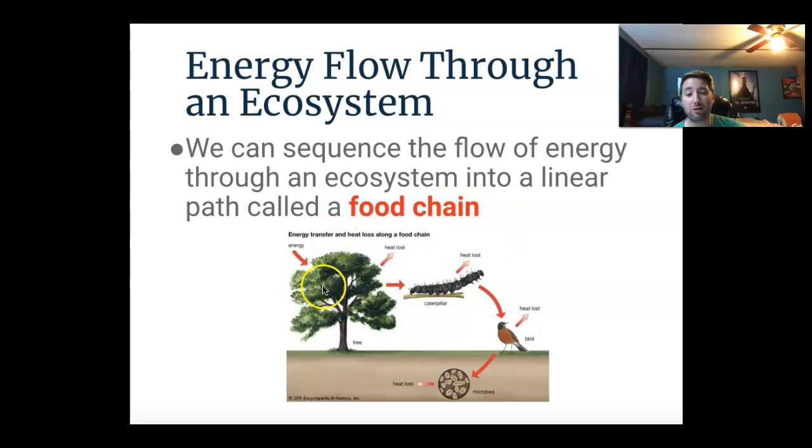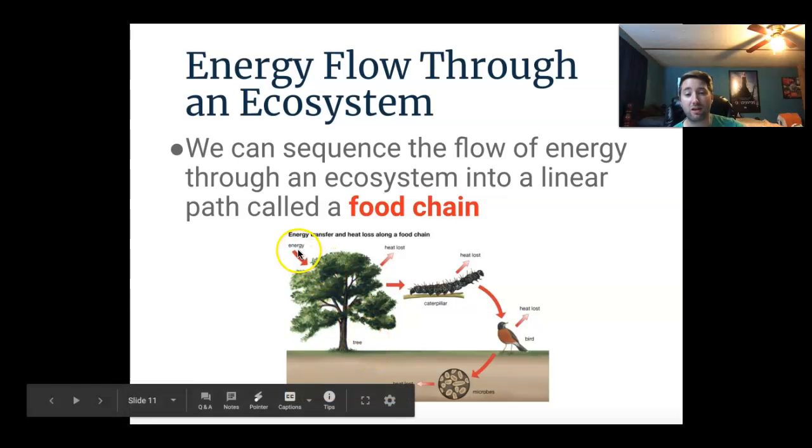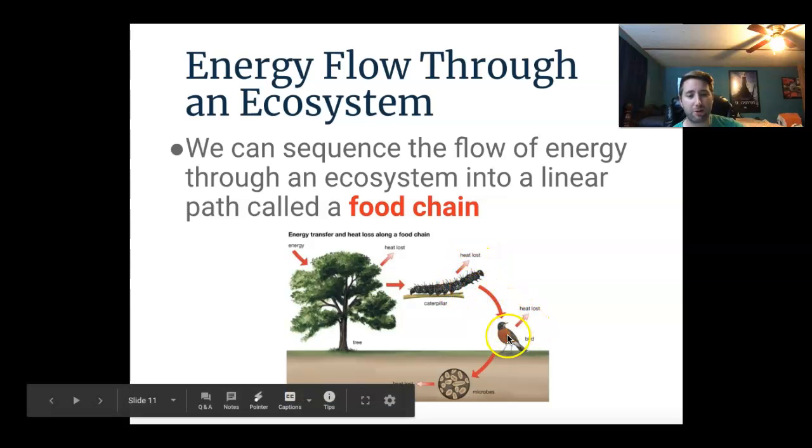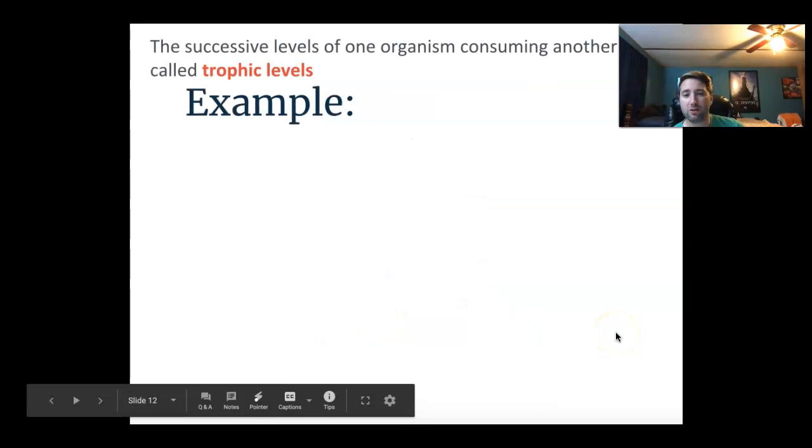So this is a primary producer. This would be a tree. It's taking in energy from the sun. Some of the heat is going to be lost, 90% of it is going to be lost as heat. And then this caterpillar's eating a leaf. Some heat is going to be lost. The bird eats the caterpillar, and then there's going to be some heat loss here. And then it's showing you the microbes in the soil are going to break down this bird when it dies. Okay? So here's an example.